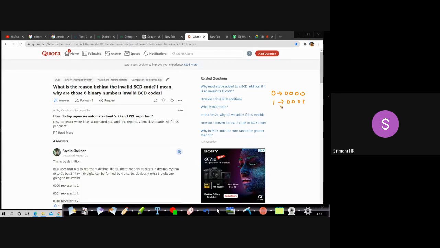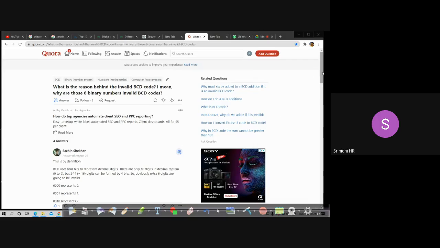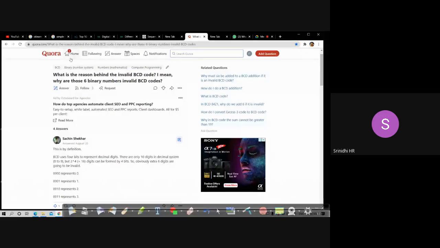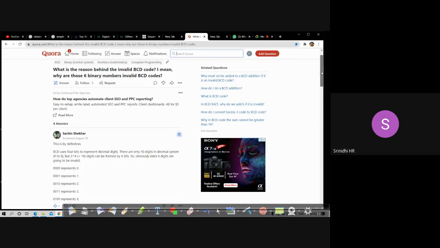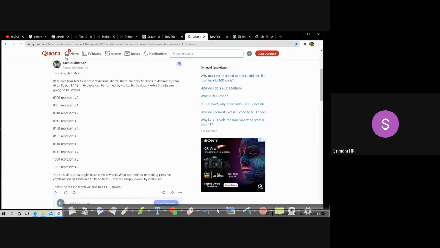You need to know what is invalid. This is binary code representation. What is an invalid binary code representation? There is a beautiful explanation on the website which I have taken here, Quora. Quora has given a beautiful answer for this, so we shall go ahead with the answer given on Quora. He has stated the reason behind what an invalid BCD code means. If you could just read it here, please observe.